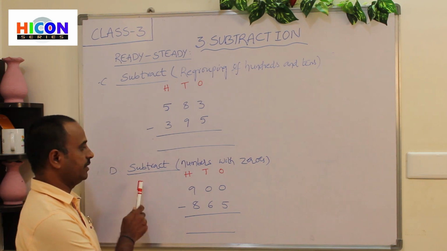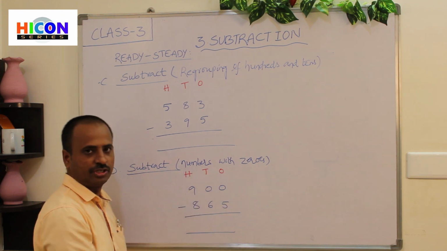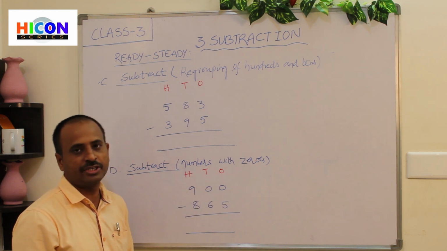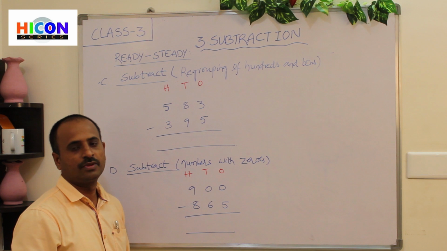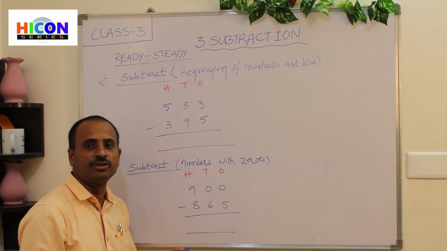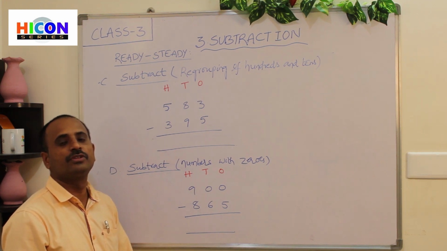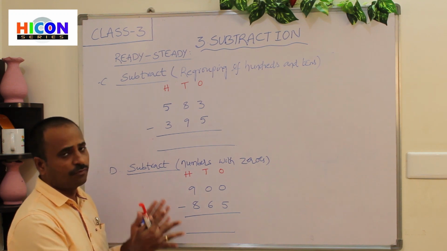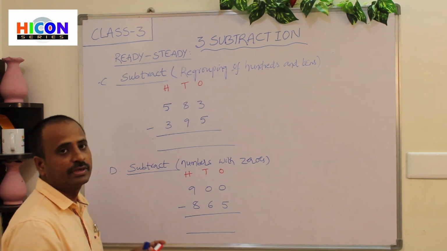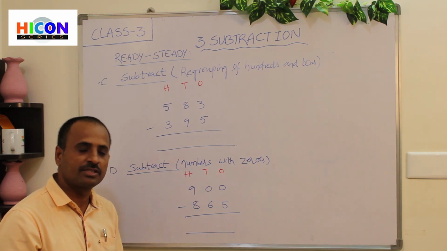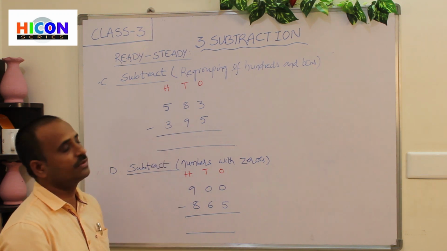And the fourth type of subtraction is numbers with zeros. So how to do subtraction with zeros? If a number has zeros, how can we do subtraction with the zeros? So these are the 4 types of subtraction. 2 types of subtraction we have learned in the previous one. Now these are the other 2 types of subtraction.